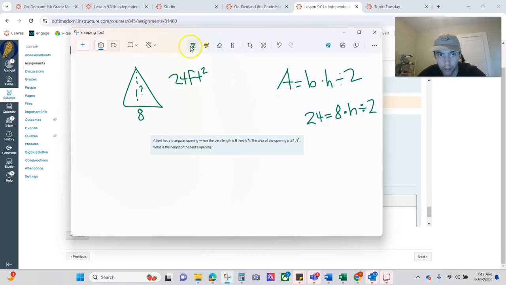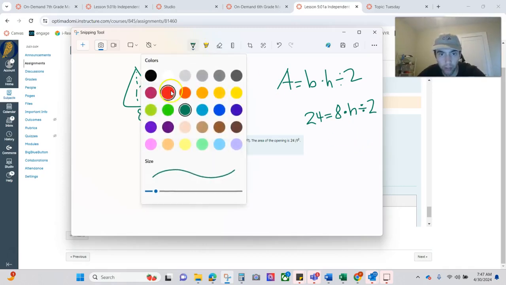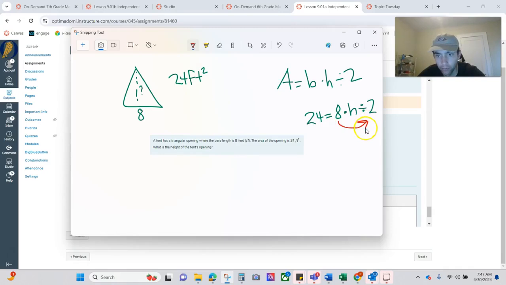Let's do 8 divided by 2. First, before we do any backwards math, let's do 8 divided by 2. What is 8 divided by 2? Oh yeah, it's 4. 24 equals 4 times h. You could have also simplified then solved, or you can just jump right into backwards math. I'll talk about how to do both once we finish.